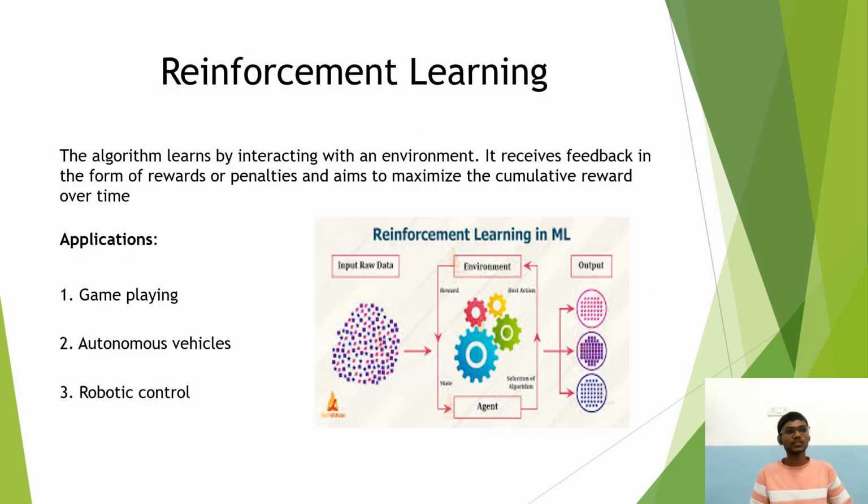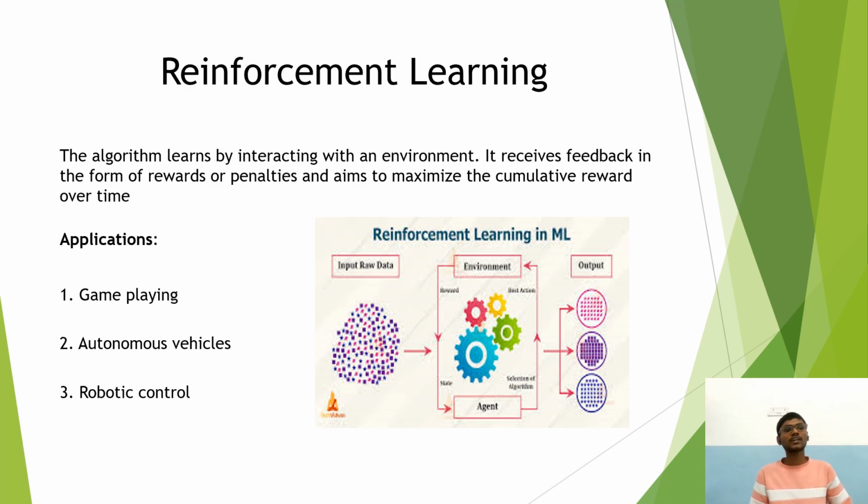And the last one is reinforcement learning. In reinforcement learning, a machine can learn by interacting with an environment. Here we are providing just input raw data. Based on that input raw data, a machine can interact with an environment and select an appropriate algorithm to solve that particular problem. It receives feedback in the form of rewards or penalties. If the machine can predict the correct output, it may get rewards. Or if the machine cannot predict the correct output, it may get a penalty.